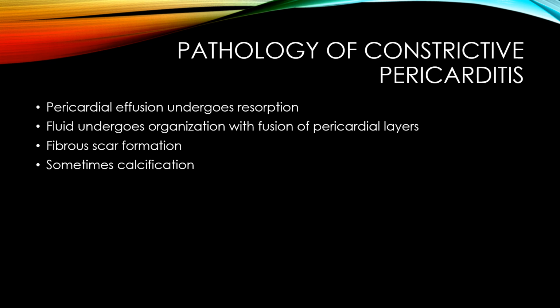So typically what happens is the pericardial effusion undergoes what we call resorption. So it gets taken back up. The lymphatics help with that drainage and so on. It helps remove a lot of that fluid. The fluid, though, can undergo what we call organization, and it can become what they say loculated, and with fusion of the pericardial layers. So different parts of the pericardium can become kind of fused to each other. It can form a fibrous scar, and again, this can also calcify. And if it calcifies, that can basically create a very rigid wall, almost like a skull.